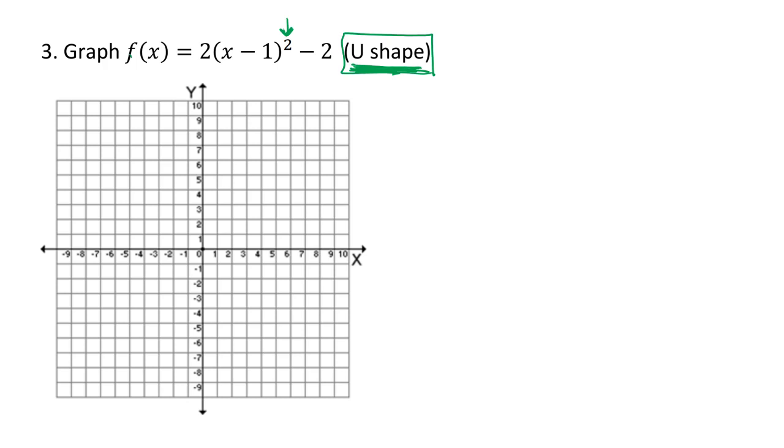So first thing, we're in vertex form, so I'm going to get the vertex. Once again, we switch our sign, so it's +1. We keep our sign, so it's -2. So our first point we're going to plot is 1, -2.